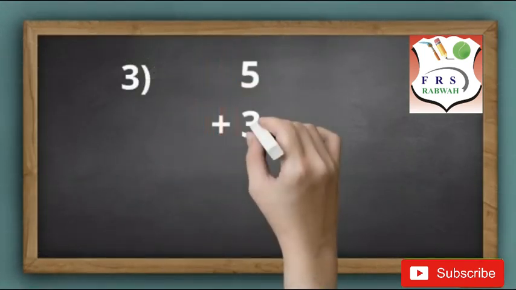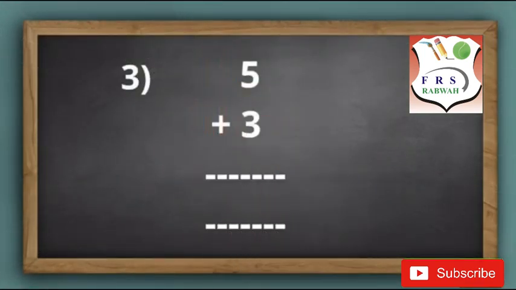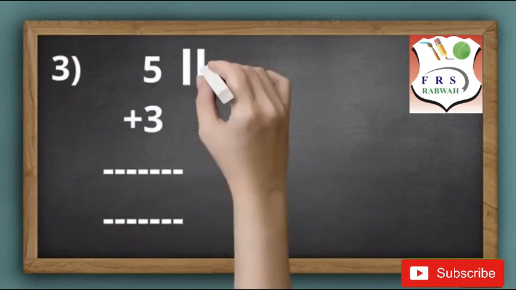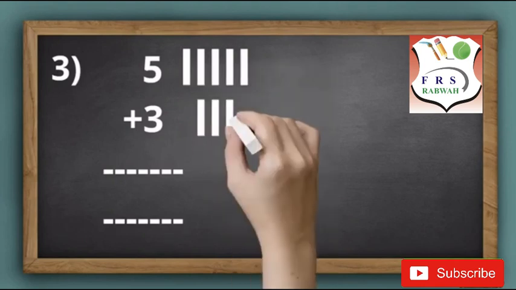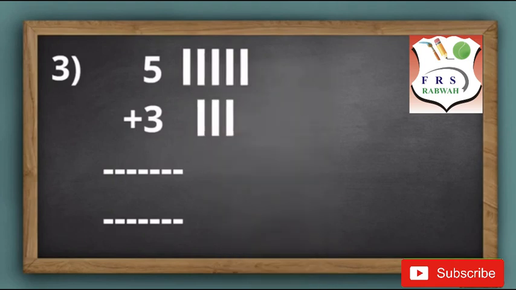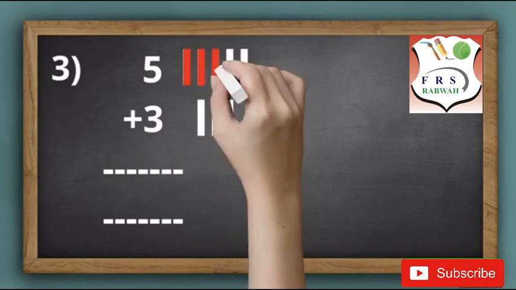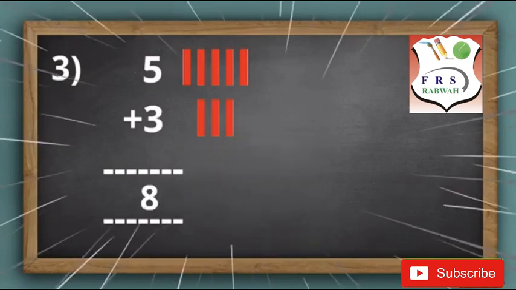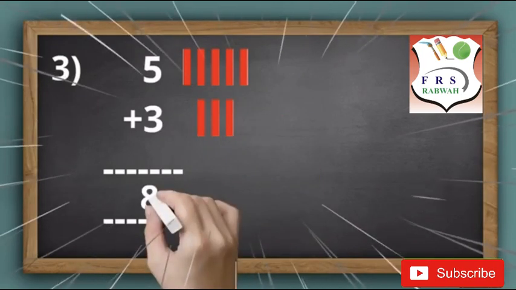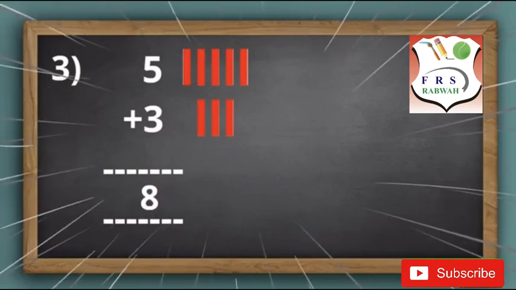What is 5 plus 3? 5 lines to represent 5. 3 lines to represent 3. Now, let's count together. 1, 2, 3, 4, 5, 6, 7, 8. You guys are doing great. Let's take a look at the next question.